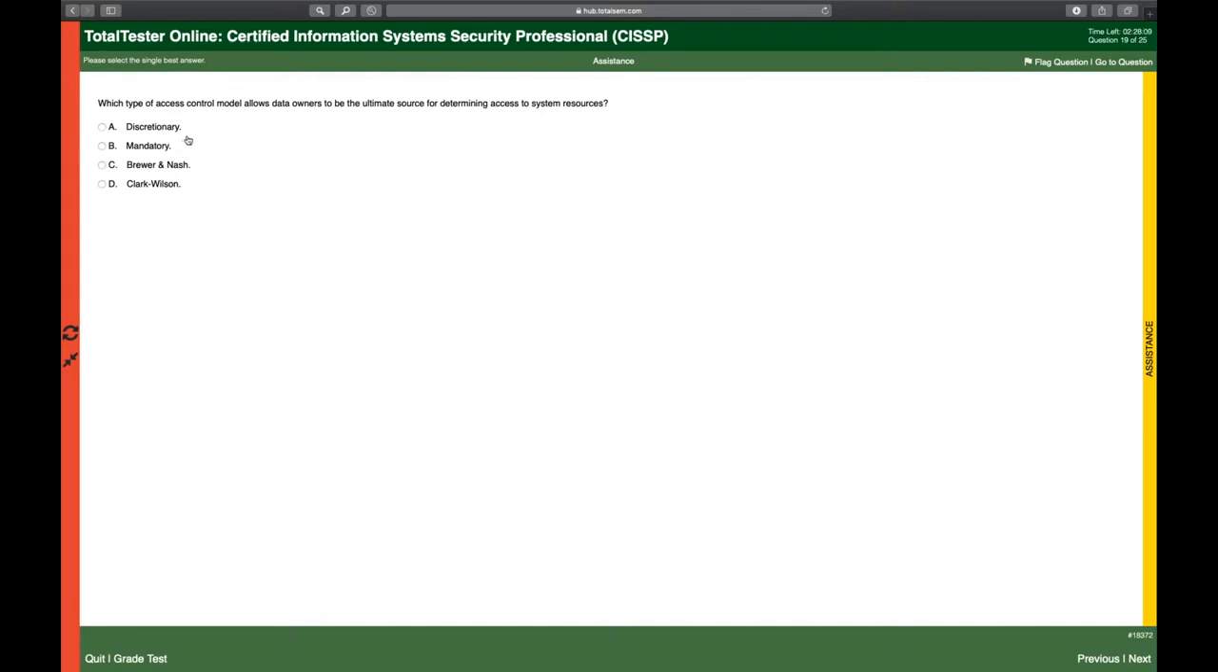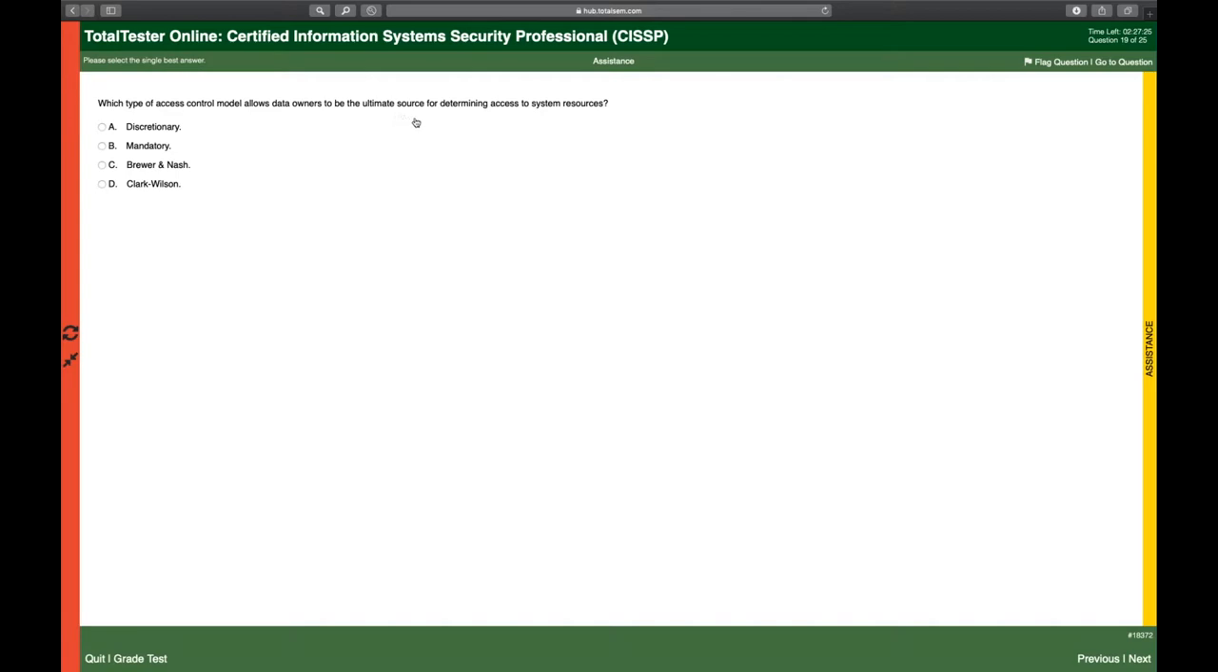Now, data owners could be, if we're thinking of data owners as a single high-level individual that determines access to information for everyone, then that would be mandatory. But if we're thinking of individual users who create data and they own it, then that would be discretionary. So with this question, I don't think it gives us enough information to know the difference between those two options.